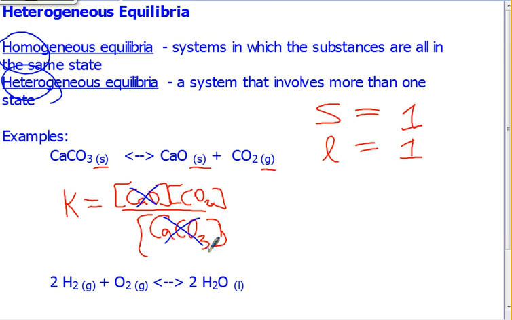So these two solids get replaced with the number 1, and therefore K equals 1 times CO2 divided by 1, which is commonly just written as CO2. All right? Because those two objects are solids and not moving.